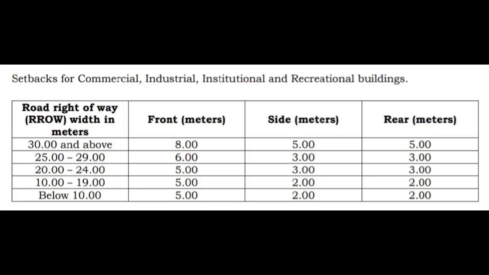Setbacks for commercial, industrial, institutional, and recreational buildings. These are the sizes. For a road right of way of 30 meters and above, the front should have 8 meters, and the side and rear should have 5 meters. However, if it is below 10 meters for road right of way, the front should have 5 meters, the side should have 2, and the rear should have 2 meters.